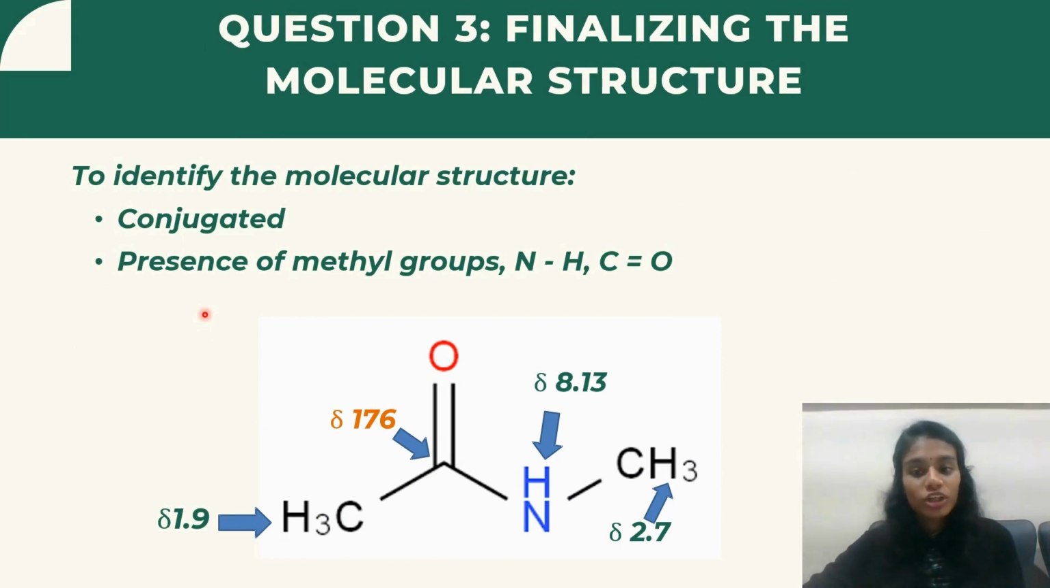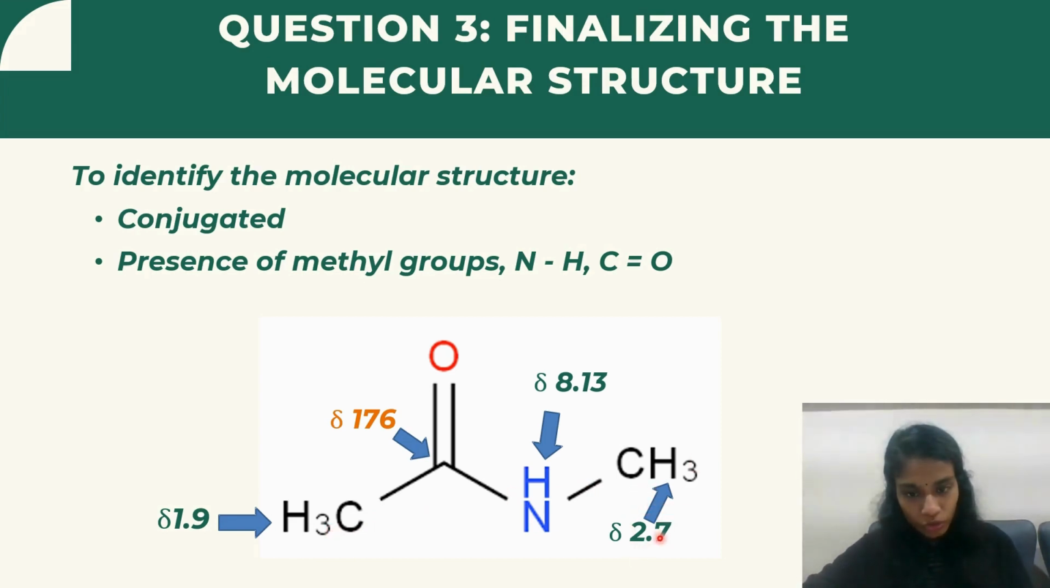Now let's finalize the molecular structure from the given data. From the UV we got to know it is conjugated, so it indicates the presence of a double bond. From the IR, HNMR and also CNMR we got to know the presence of the methyl groups, H and also C double bond O. So from all this data, when we arrange it into a molecular structure, this is how it could be. From the CNMR and HNMR, we already know that 2 methyl groups are present, one here, another one here.